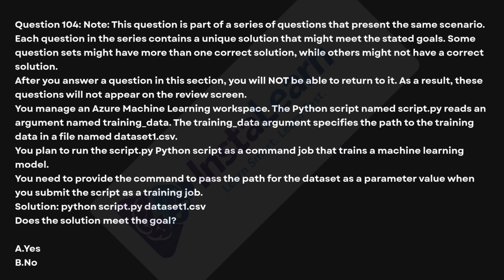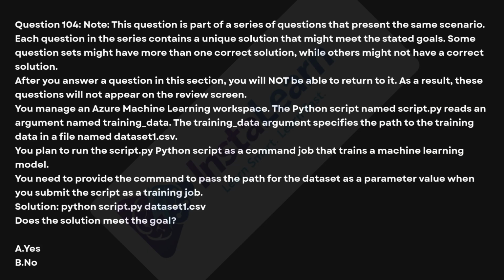Question 104. Note: this question is part of a series of questions that present the same scenario. Each question in the series contains a unique solution that might meet the stated goals. Some question sets might have more than one correct solution, while others might not have a correct solution. After you answer a question in this section, you will not be able to return to it. As a result, these questions will not appear on the review screen.